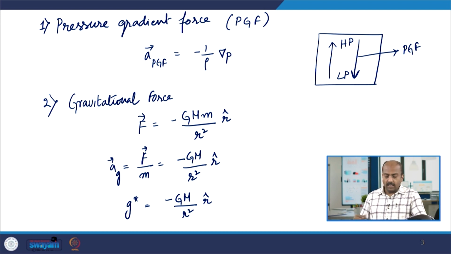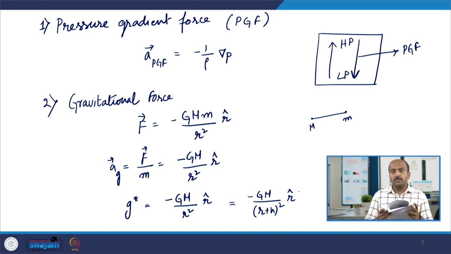Now, when you take it to a height, this is a point force, this force acts between two points, right. Now, what you do is you take capital M to be the mass of the earth and small m to be the mass of the entire atmosphere itself. And if you take it from the surface to a particular point, you have to write it as GM by r plus h whole square r cap. It means that you are trying to write how the force will act at a height away from the surface, right.